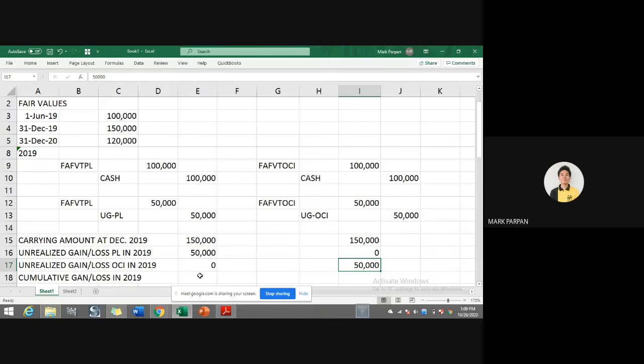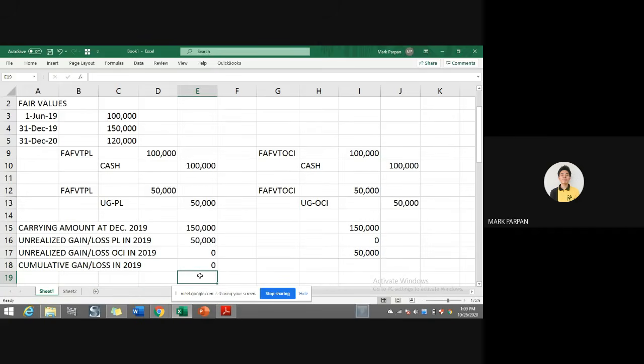Now, for the cumulative gain or loss, for PL, we have no cumulative gain or loss. Again, as mentioned earlier, FVTPL accounts are closed every year and they're temporary accounts. But OCI is a balance sheet account and therefore has a cumulative amount. So far, it is only 50,000 for the cumulative.